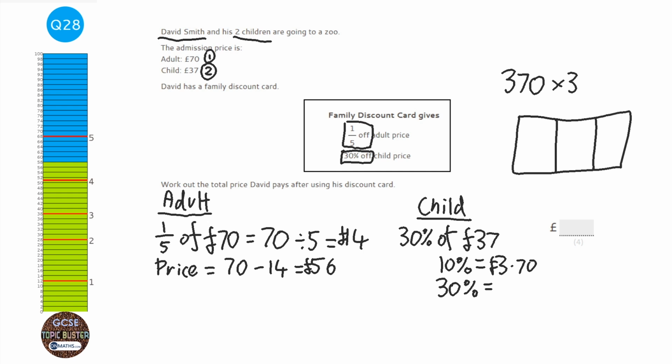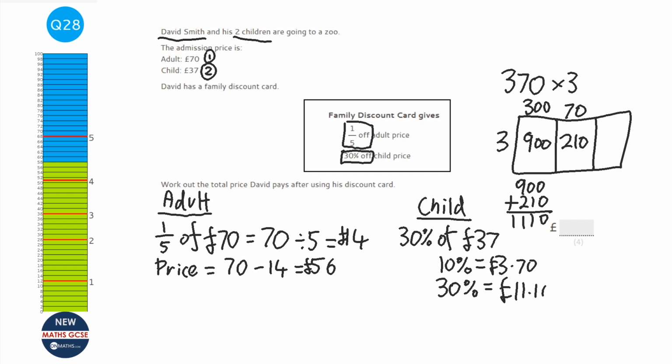And if this is on the calculator, then obviously you just type it into the calculator. And obviously that's going to be 0, so we don't need that one. So it's 900. That's 21 with a 0. So 900 plus 210, 0, 1, and then 11. So that's going to be £11.10.